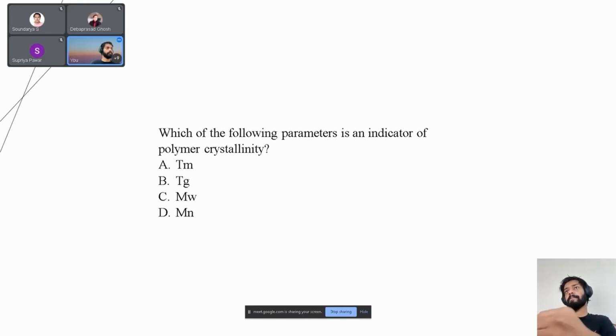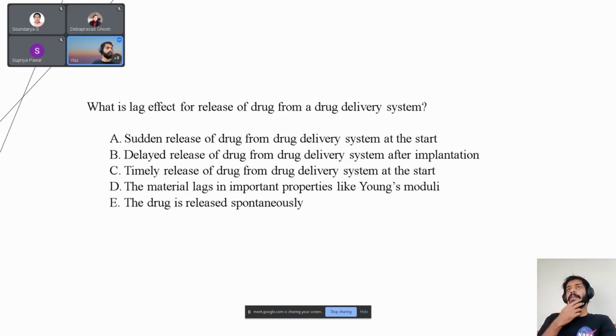Crystallinity. Sir, option A, I guess. Yeah, the melting temperature of a polymer indicates its crystallinity. Okay. So, what is the lag effect for release of a drug from a drug delivery system?